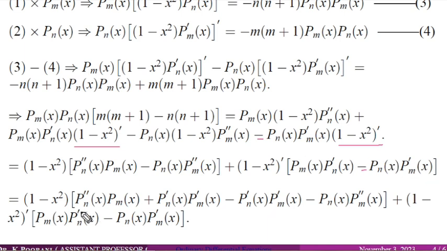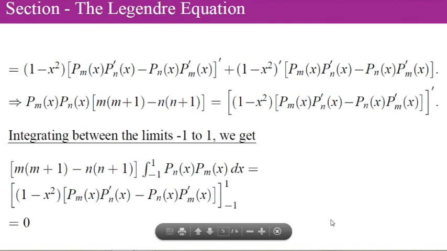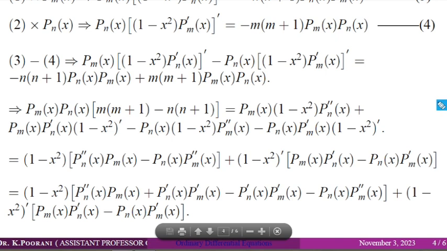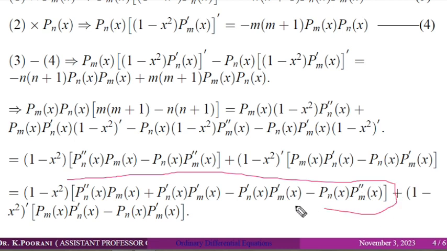Okay, in the next step we add and subtract one term, pn dash of x into pm dash of x. Okay, in the next step, we write the differentiation of this. What is the differentiation? This is a short form of this differentiation. What is the differentiation of this?